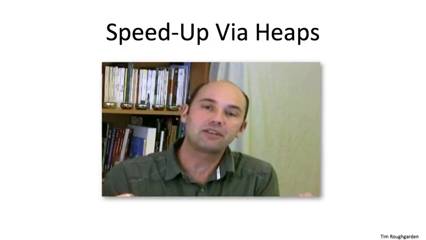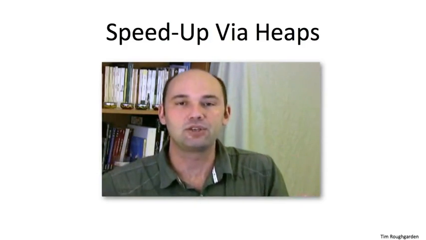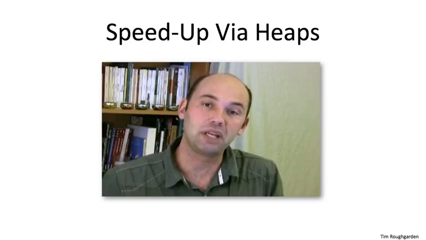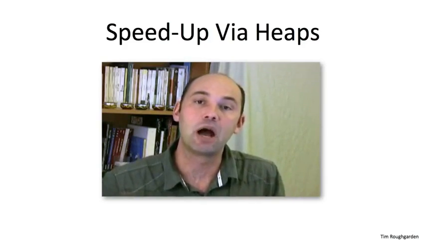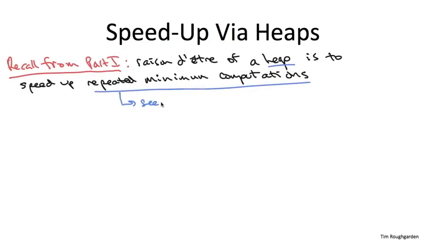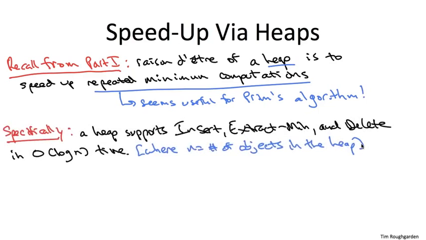So the question we should ask ourselves is, what kind of data structure would facilitate, would speed up repeated minimum computations? And if you recall from part 1, we have a data structure where that's exactly what its raison d'etre is, the heap. The meaning of life for a heap is to speed up repeated minimum computations, just like in Prim's algorithm. So let me just remind you briefly, what are the operations exported by a heap data structure and what is the running time?